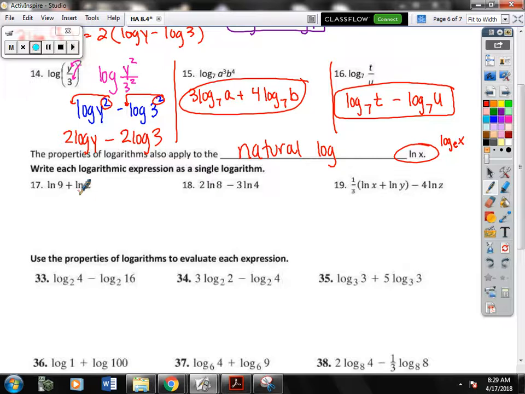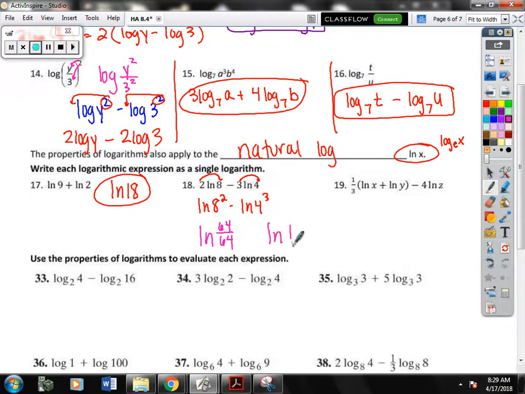So if we're adding, we can multiply. So this would be the natural log of 9 times 2, which is 18. Now this one we have power and quotient. So move this 2 up top, move this 3 up top. So we'll have natural log of 8 squared minus natural log of 4 cubed. And so we'll get the natural log of 64 divided by 64, which would just be the natural log of 1. 8 squared is 64, and 4 cubed is 64.